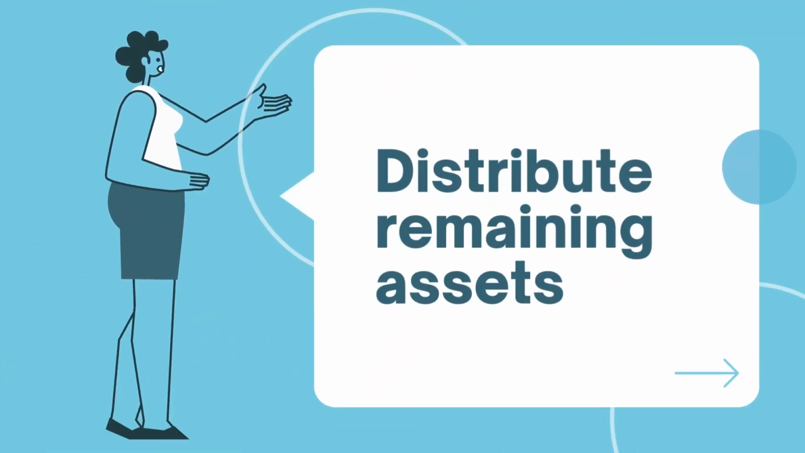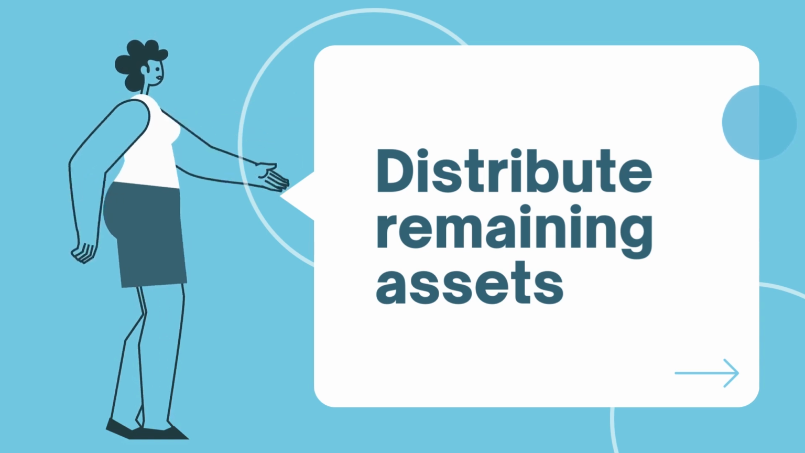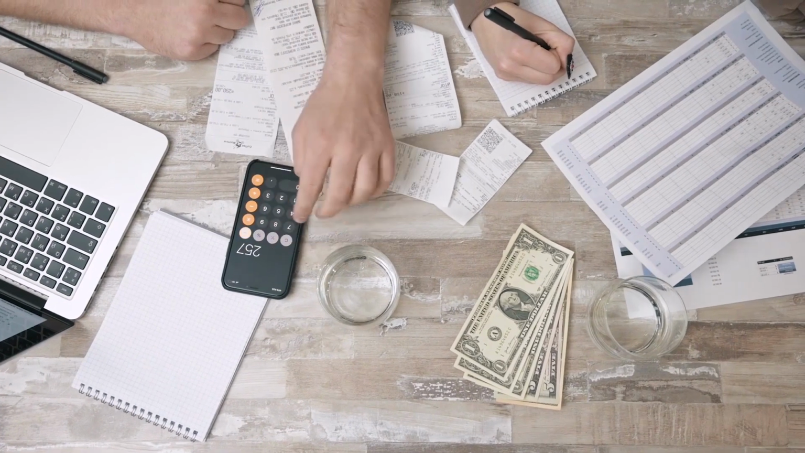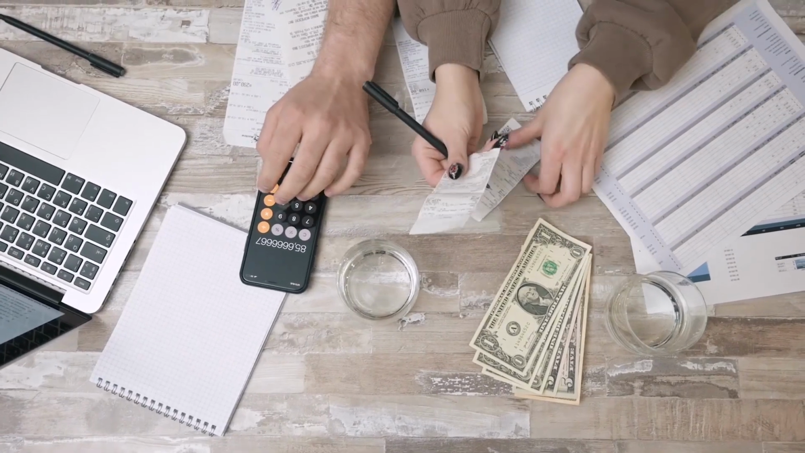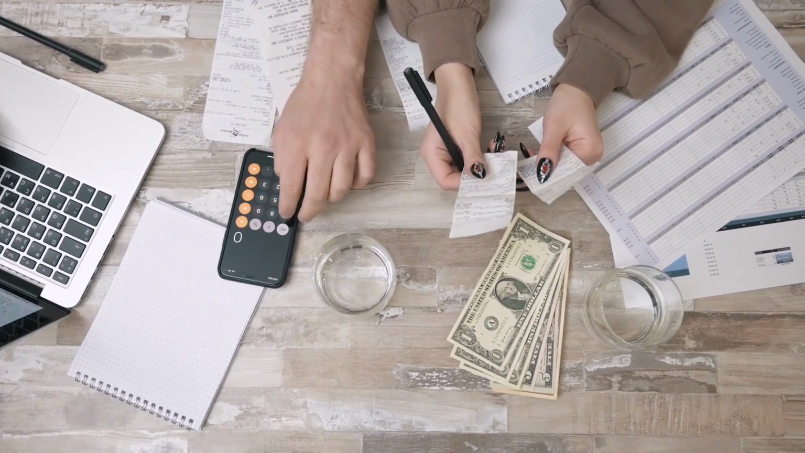Distribute remaining assets. After paying off debts, the LLC must distribute any remaining assets to the members according to their ownership interests as outlined in the operating agreement.